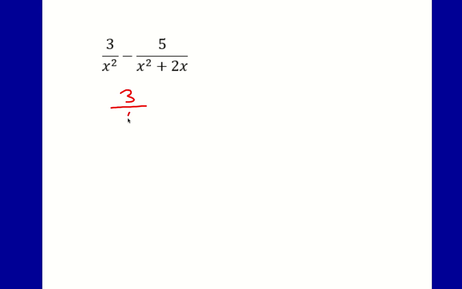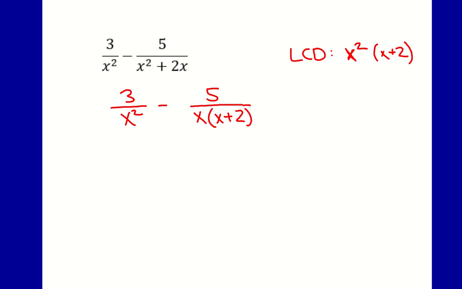This becomes 3 over x squared minus 5 over x times x plus 2. So I'm going to start creating my least common denominator, and I'm just going to grab all of the factors of anything that I would need to make sure that both of the denominators are covered by my least common denominator. So I certainly need at least x squared to cover the first fraction. But then the second term, I need an x and an x plus 2. I already have an x because x squared is x times x. So I've already got that. But I will need the factor of x plus 2 as well.